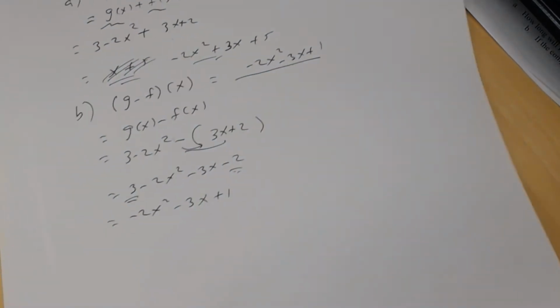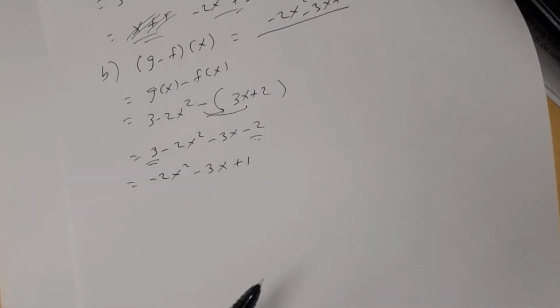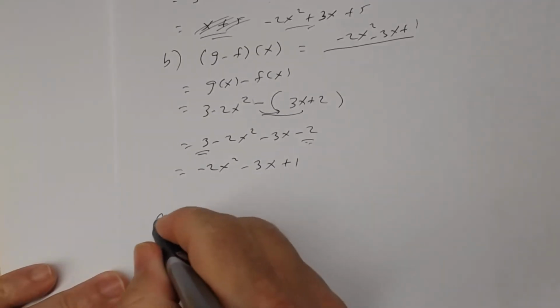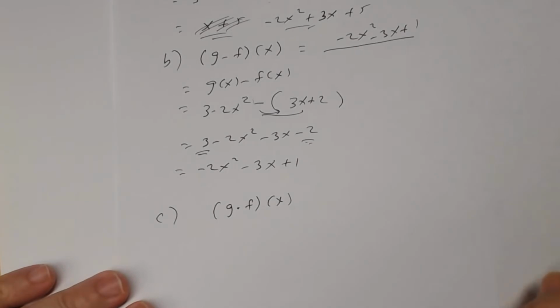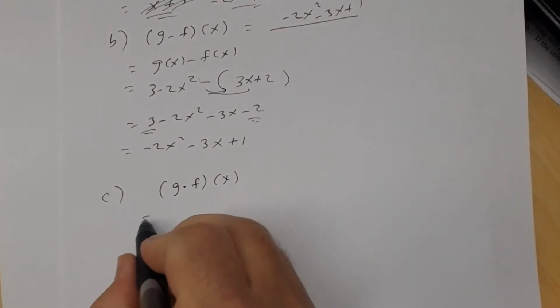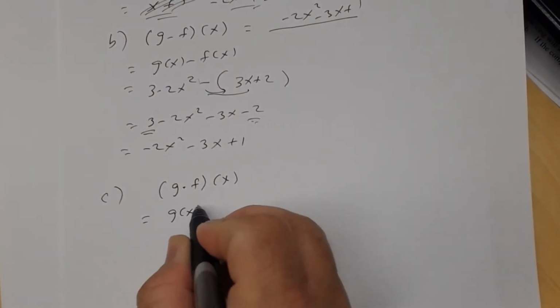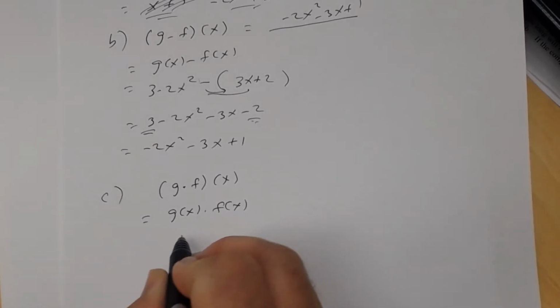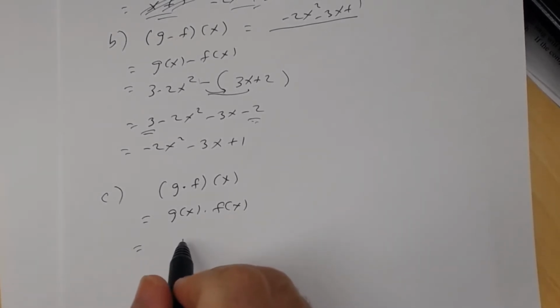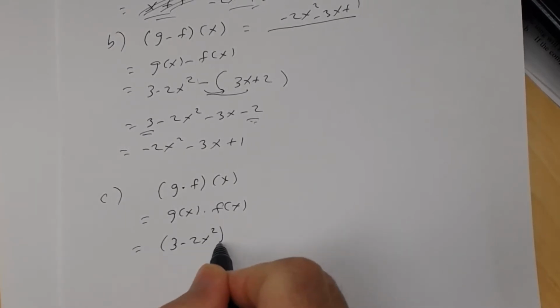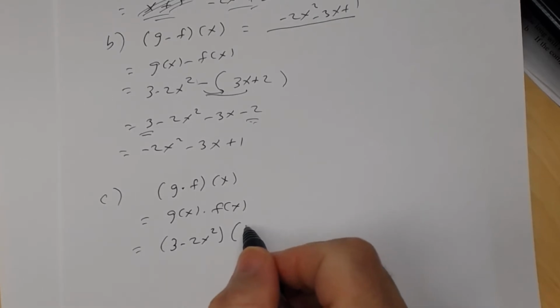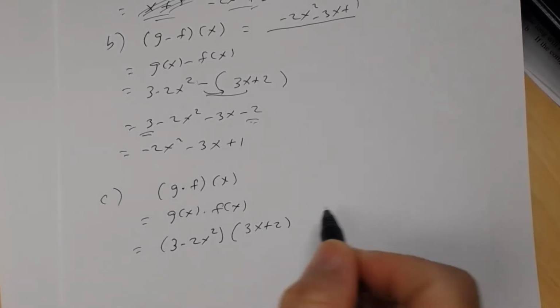Okay, and then let's suppose you want to find, let's say C, you want to find g times f at x. g times f of x. Well, by definition, that's g of x times f of x. Now, yeah, I am going to need parentheses around those because I'm multiplying them, so that's going to be important. So g of x is 3 minus 2x squared. F of x is 3x plus 2.